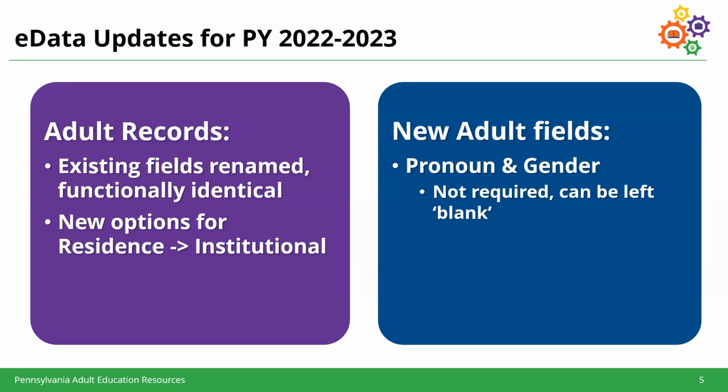Also in adult records, there are new options for when the residence is selected as being institutional. The options have been simplified. There were 4 or 5 options before, it's now 3. I'll show those to you in about a minute or 2. And a new field, additionally in adult records, are the pronoun and gender fields. These aren't new to the form. You had been collecting those responses from students in the past. Now those responses can be transferred and data entered into eData itself.